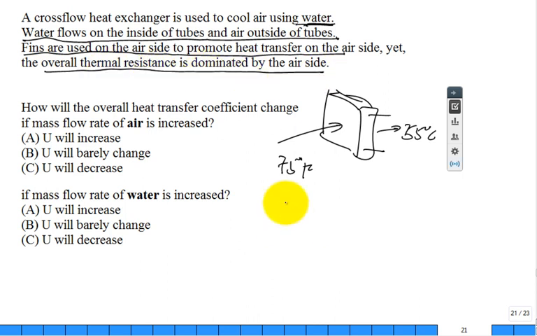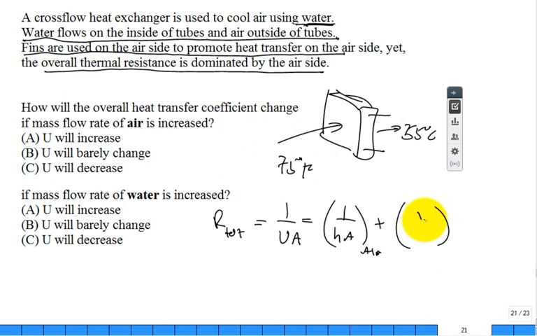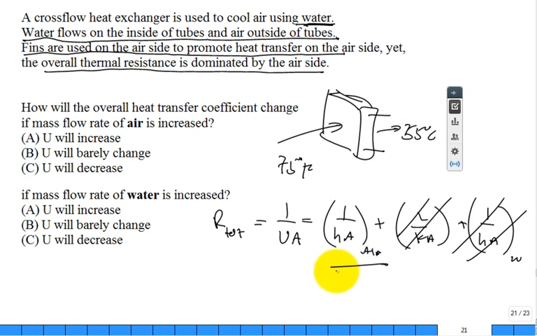So the 1 over UA is my overall thermal resistance. And you have the 1 over hA on the air side. You have any conduction, L over kA, through the material separating the two. And then you have the 1 over hA on the water side. That one is basically negligible. This is what dominates the thermal resistance.